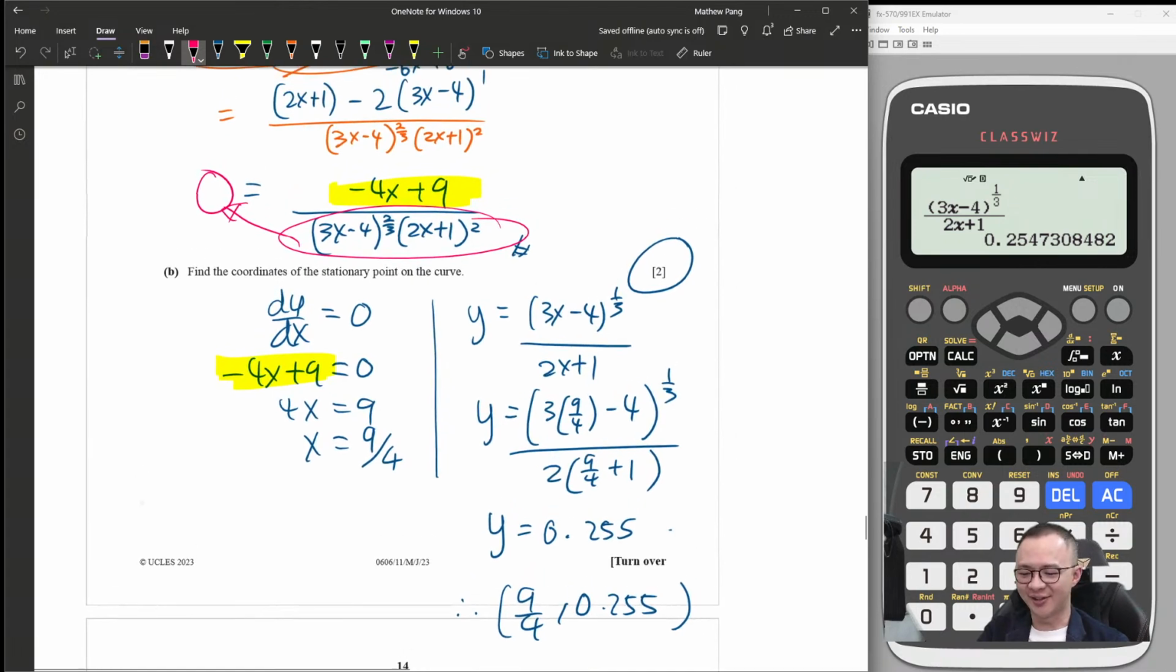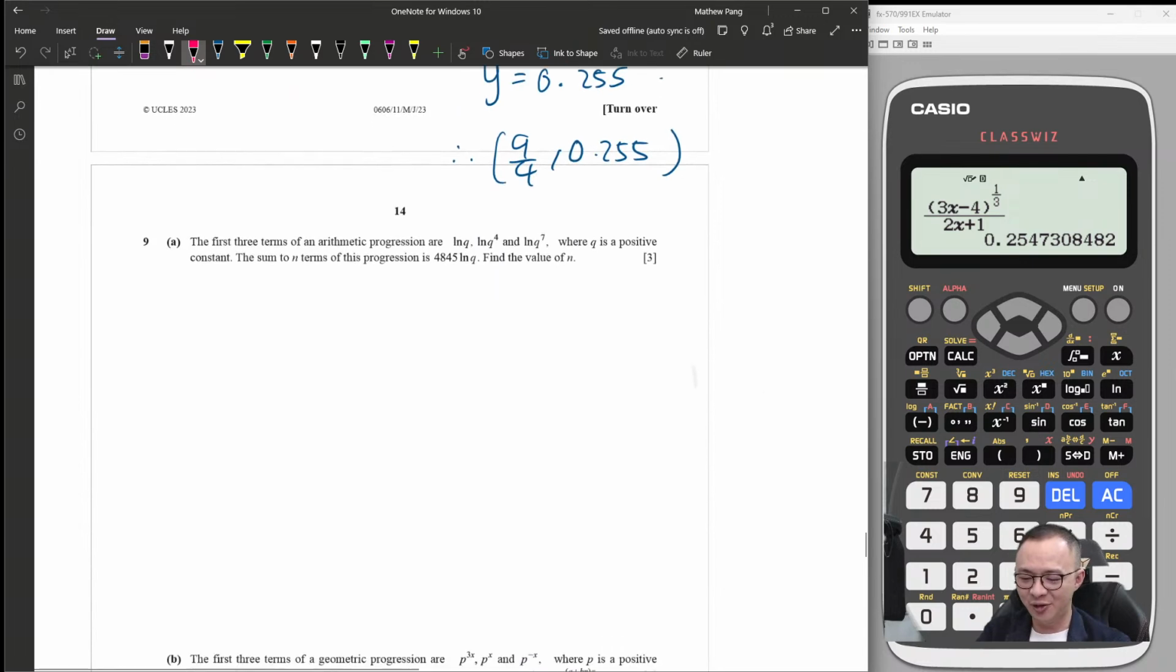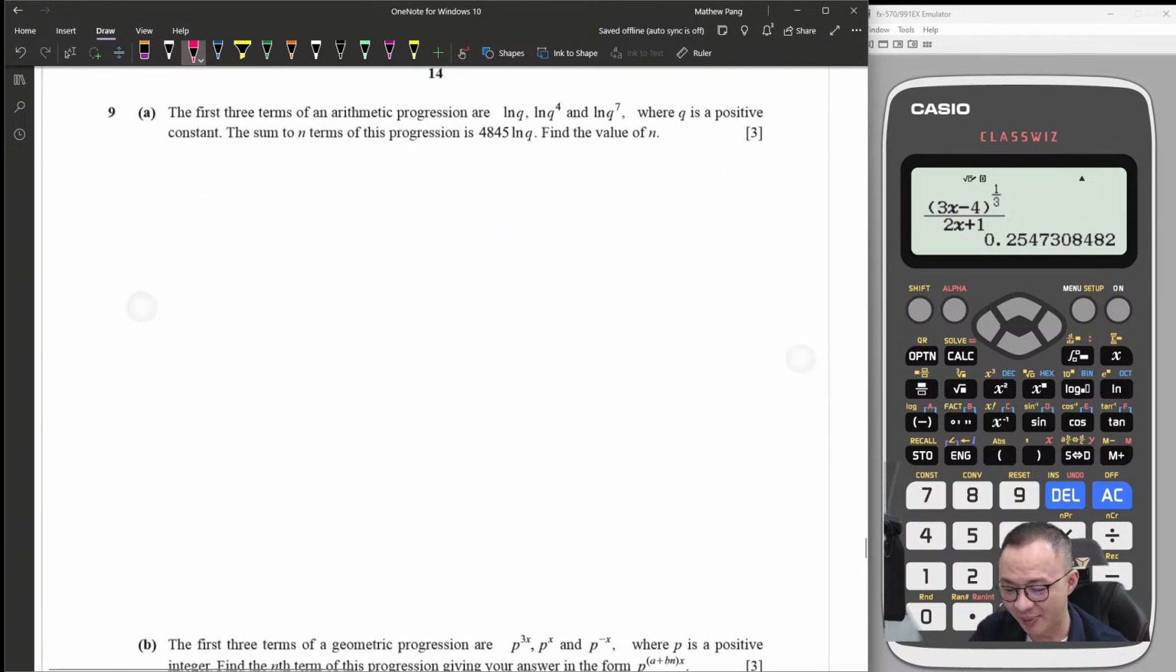Am I doing too fast? I try my best to slow down already. But if still too fast for you, then you let me know. I can slow down a little bit.